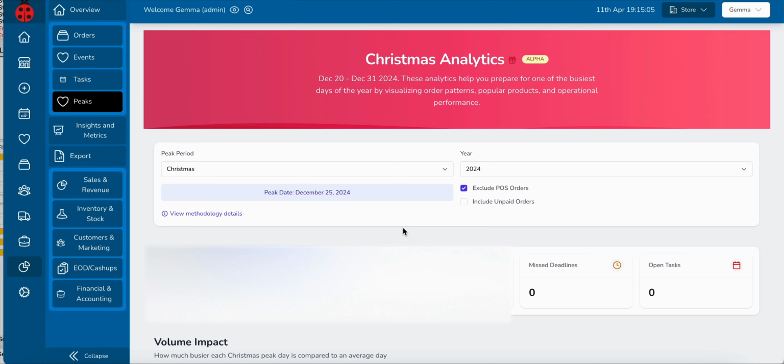No other software, as far as I'm aware, offers you this level of analytics. So I just think it's a really, really useful tool. Our florists gave us really good feedback on this. They really loved seeing it. They loved seeing their orders come in, what percentage they'd done against the previous years.